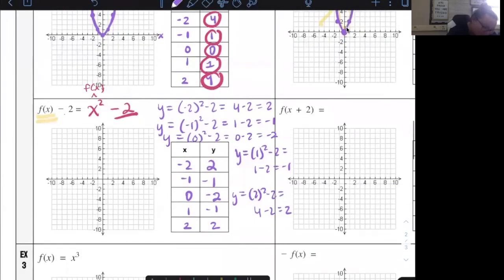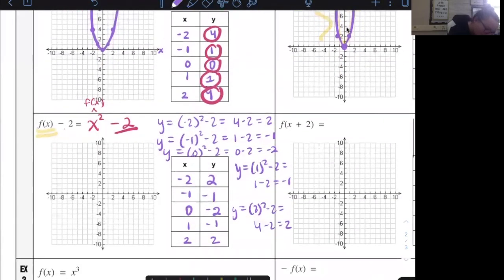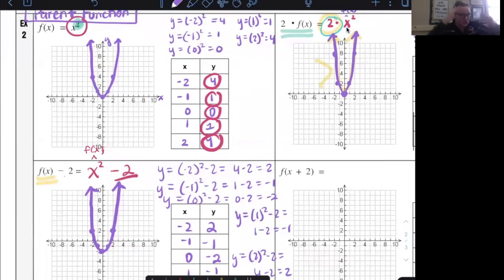So let's graph this. We're going to take (-2, 2), (-1, -1), (2, 2), there we go. And it looks just like the parent function, except we just shifted it down 2.